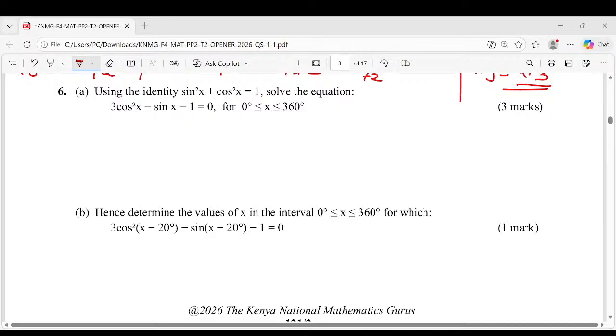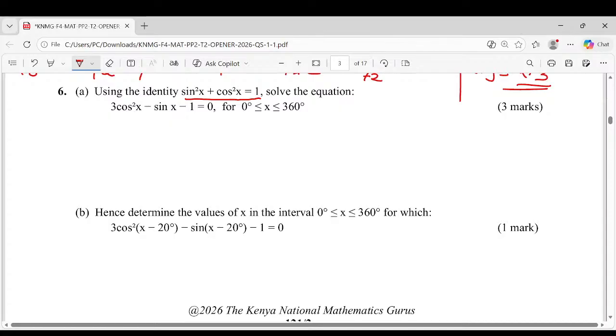Back to question number 6, ladies and gentlemen. Part A says, using the identity sin squared x plus cos squared x is equal to 1, solve the equation 3 cos squared x minus sin x minus 1 is equal to 0 for x ranging from 0 to 360. Wonderful. This examiner has made our work simpler by telling us that sin squared x plus cos squared x is equivalent to 1. That is what we learned in Form 4, trigonometry 3.